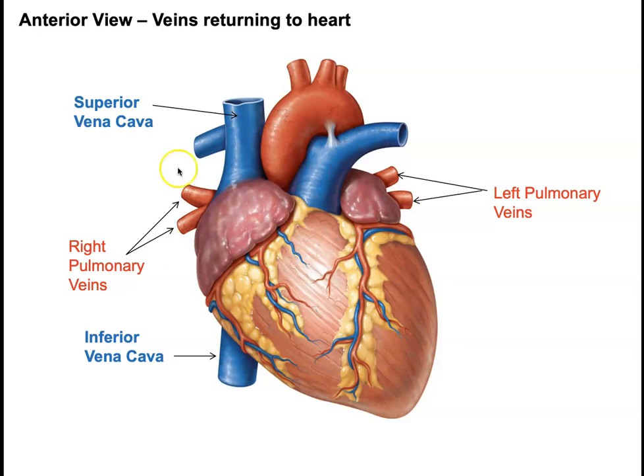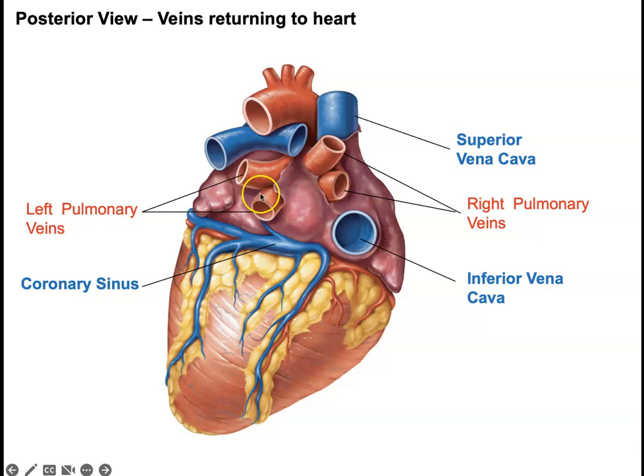So when you look at the image, here's the superior vena cava. It returns blood from the upper body and the brain. And then the inferior vena cava returns blood from below the diaphragm. Then the pulmonary veins, these are going to be red because they are returning oxygenated blood back into the left atrium. So when you look at the back side, here are the pulmonary veins returning the blood to the left atrium, and then here's the superior vena cava, and this is the inferior vena cava. Then another very important vessel that you see on the back is this guy right here.